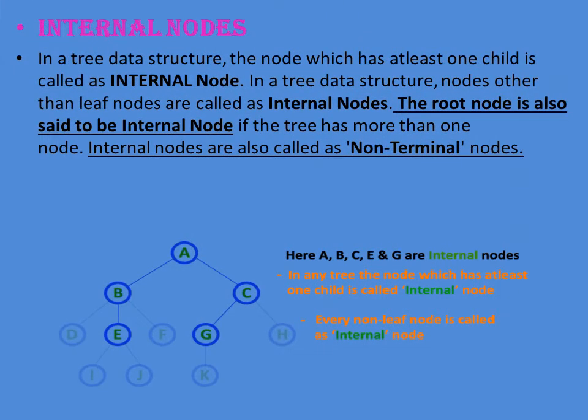Internal nodes. In a tree data structure, the node which have at least one child is called as internal node. In a tree data structure, nodes other than leaf nodes are called as internal nodes. The root node is also said to be an internal node if the tree has more than one node. Internal nodes are also called as non-terminal nodes. Here, A, B, C, E and G are internal nodes.